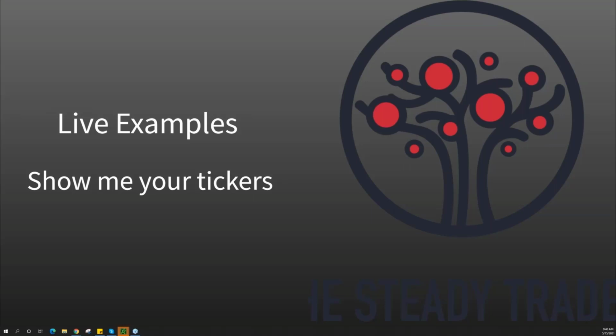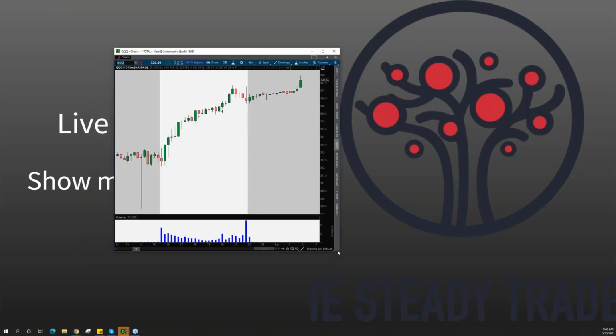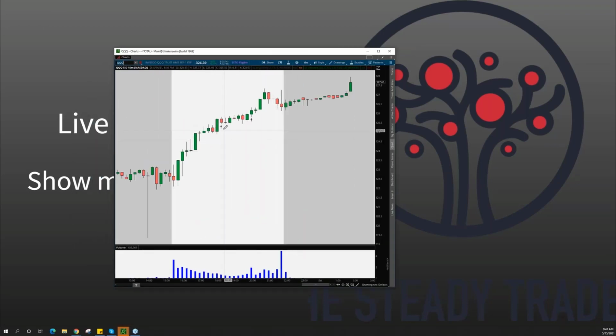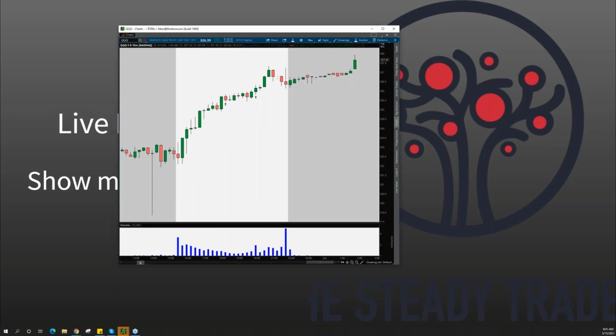15-minute chart. Okay, so here is the QQQ. This is just yesterday. The QQQ gave us a buy signal here, and then another one here, and the ETF then ended up rallying 50 basis points intraday.